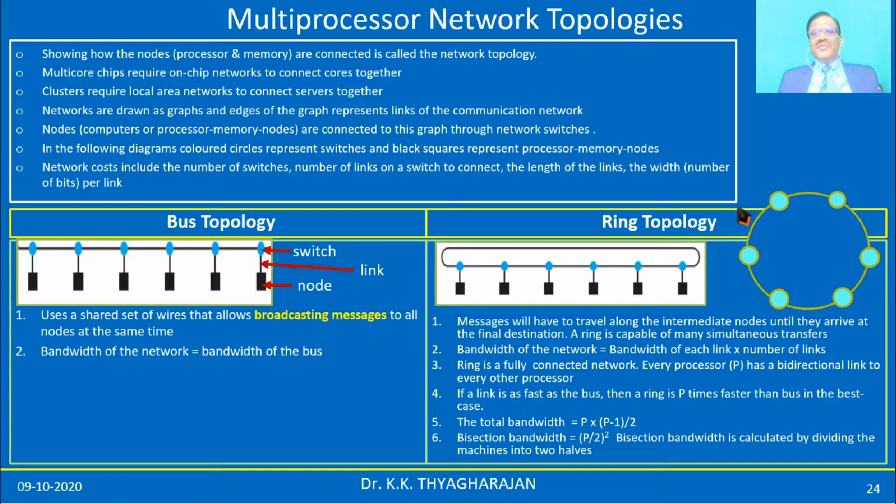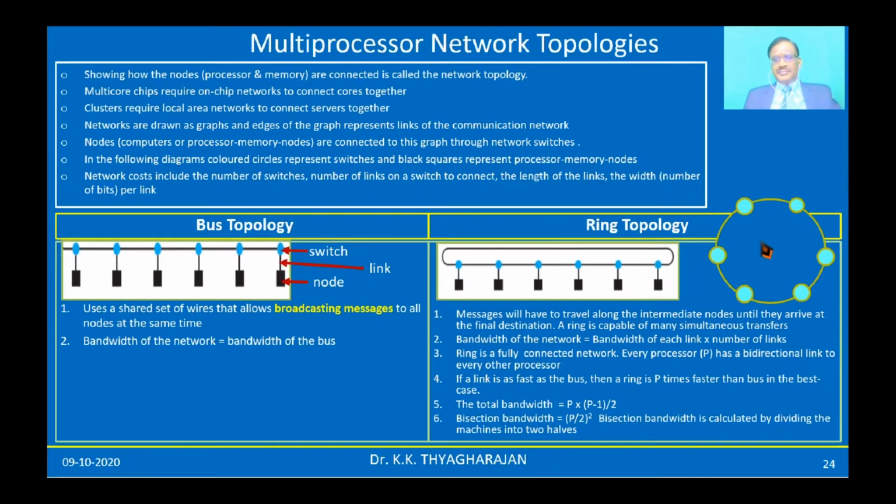Generally, in the case of a ring, it may be divided into many sections. Generally, bisection is used. In that case, at the center, it is divided. In such cases, the bandwidth will be equal to P divided by 2. Bisection means 2 sections. So, (P divided by 2) whole square. That will be the bandwidth for the bisection.